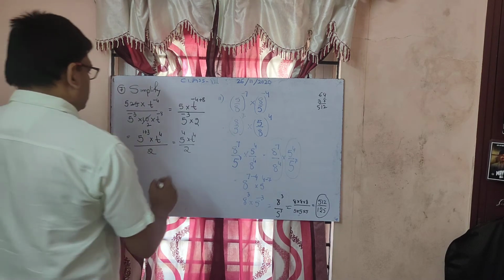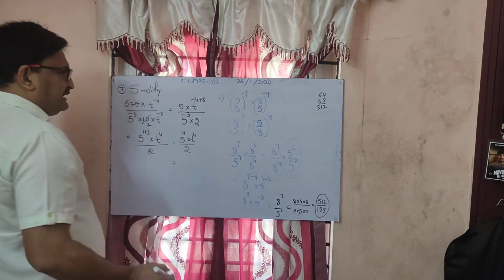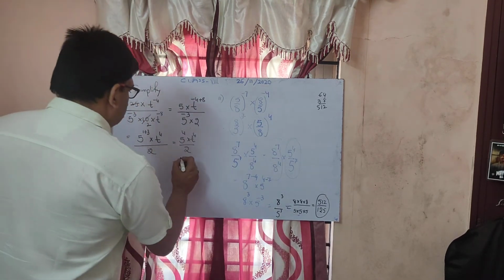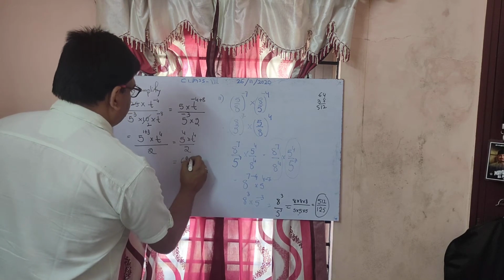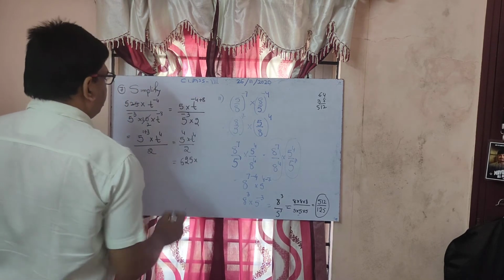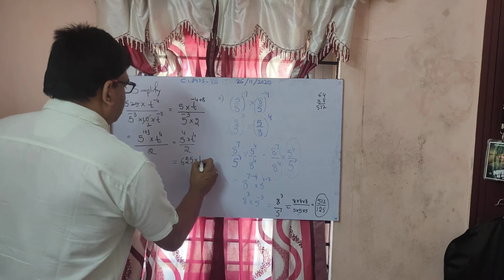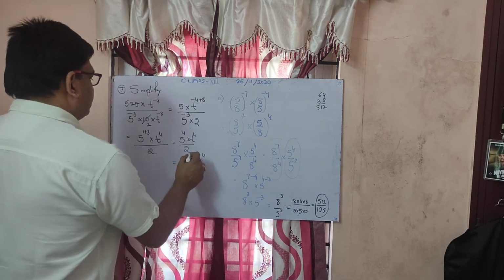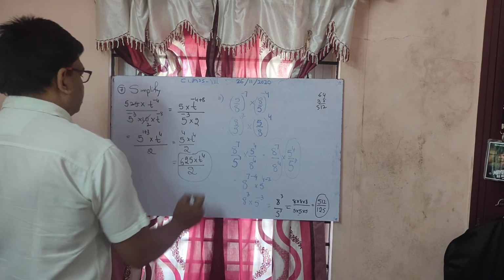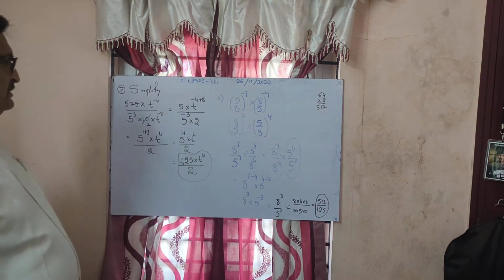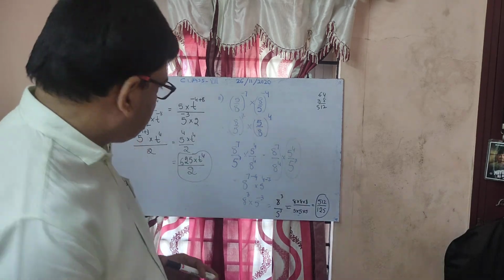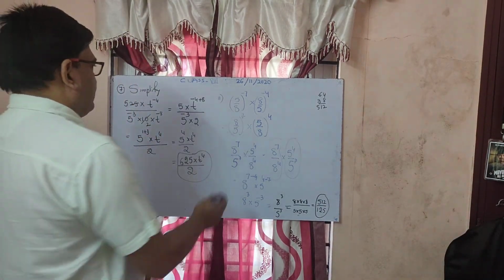Sometimes if you want to write clearly, 5 to the power 4 is how much? 625. If you multiply 5 four times, the answer will be 625. This can be the last answer. Okay. This is how this example will be done.